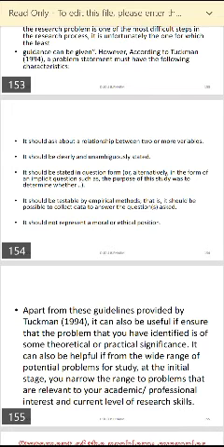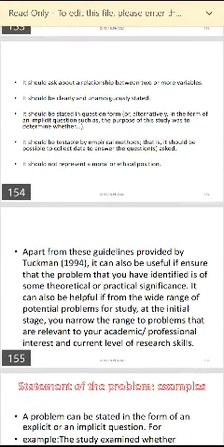Are we getting it? It should be stated in question form or alternatively in the form of an implicit question, such as the purpose of this study was to determine whether, or it should be testable by empirical methods. That is, it should be possible to collect data to answer the question asked. It should not represent a moral or ethical position.